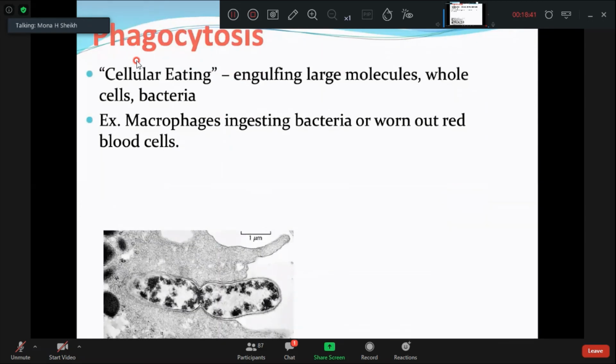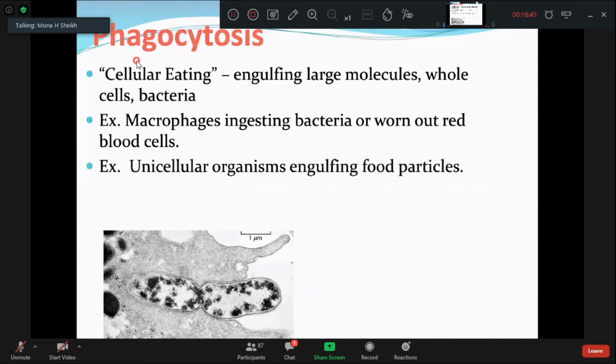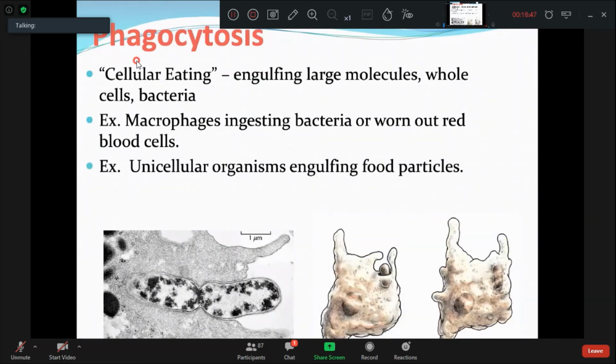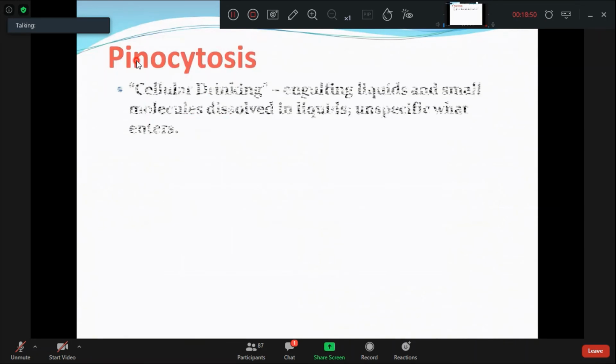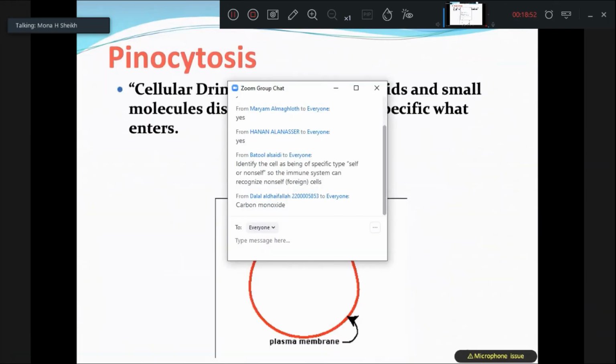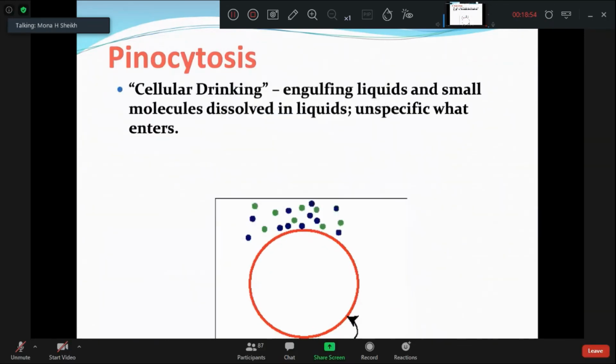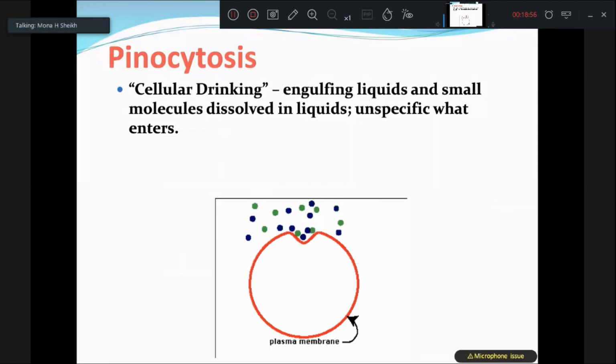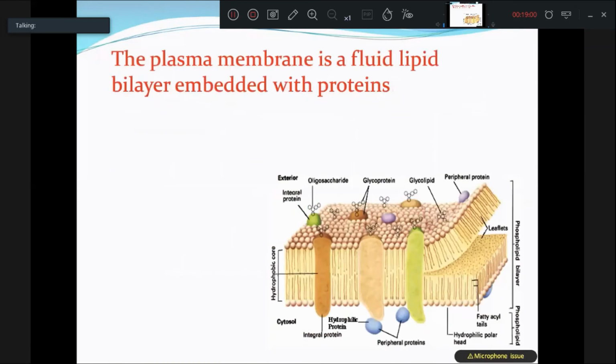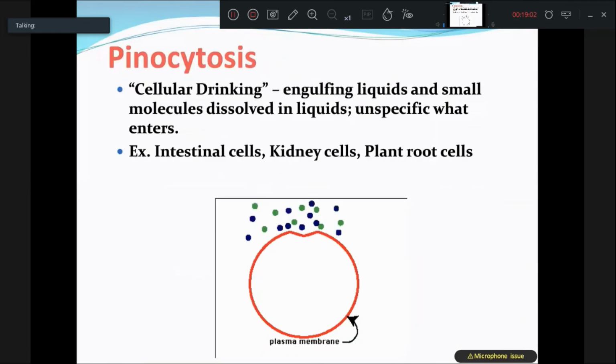Phagocytosis again can be called cell eating. So the cell eats the bacteria. Pinocytosis can be called cell drinking. It takes droplets faster than simple diffusion or facilitated diffusion. This happens when the intestinal cells and kidney cells take water.